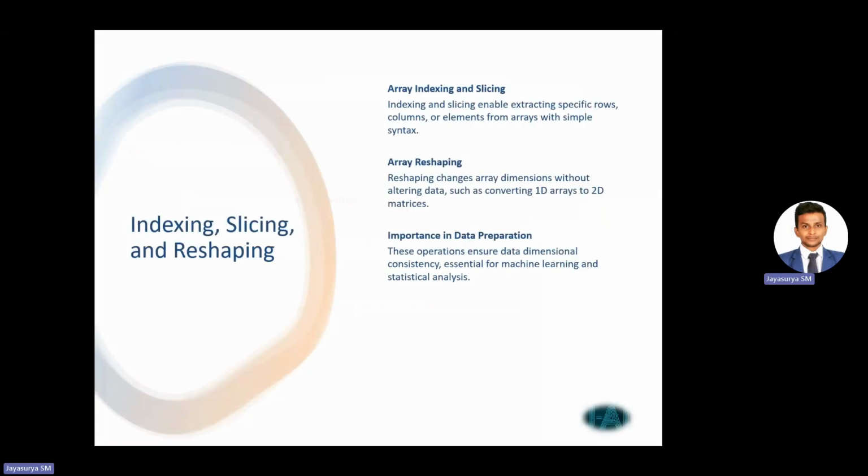Indexing and slicing help us extract specific elements, rows, or columns from arrays. For example, if we have an array of 100 student marks, slicing marks up to 0 to 10 retrieves the first top 10 records, right? Reshaping lets us change the dimension of an array without altering the data. For instance, converting a one-dimensional array of 12 elements into a 3 by 4 matrix.